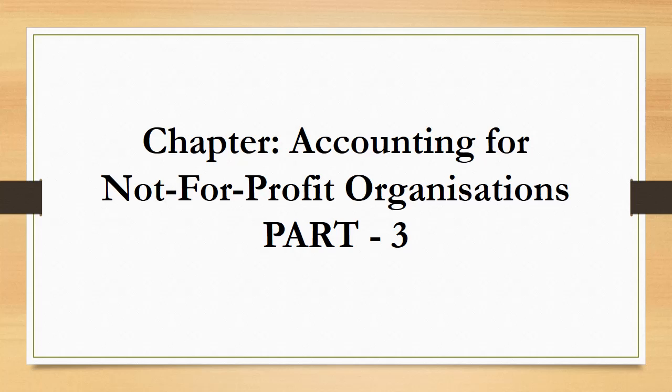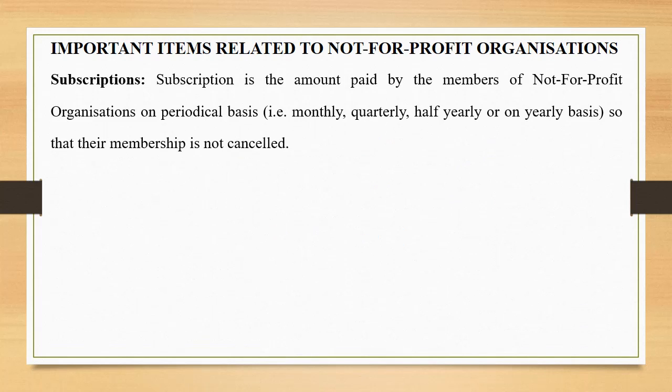Now let us start with part 3, wherein we are going to discuss the important items of an NPO. The first one is subscriptions. We know that subscription is the amount paid by the members of not-for-profit organizations on a periodical basis, that is monthly, quarterly, half-yearly or yearly, so that their membership is not cancelled. It is a recurring source of revenue from its members for not-for-profit organizations.